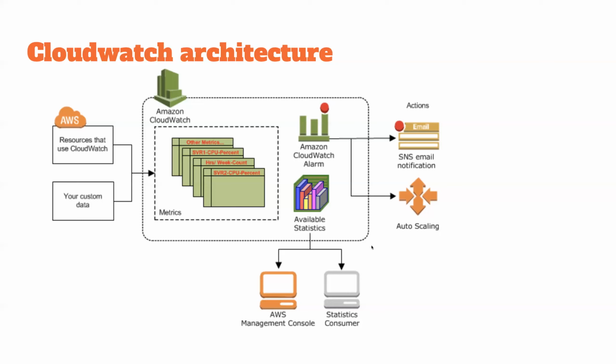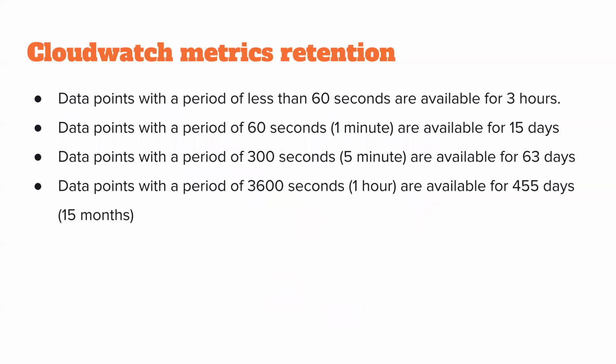Your EC2 instances that are running, all our machines that are running, they all have logs in CloudWatch. Lambda functions, they all have logs in CloudWatch. So any application that you have running, I guarantee you there's a custom metric in CloudWatch, and you can create multiple metrics.